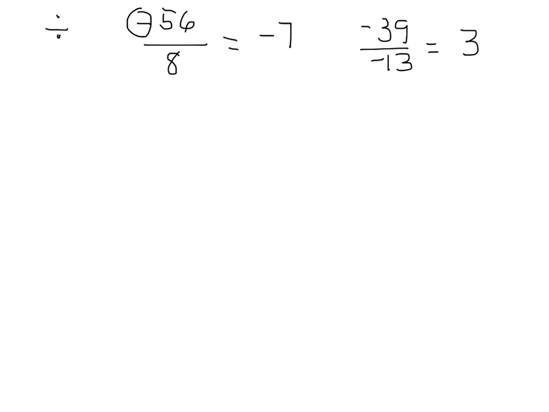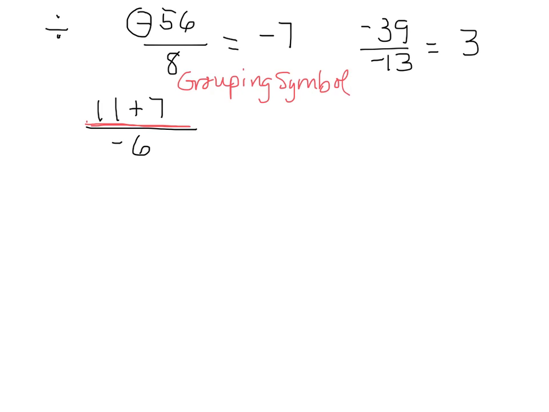Sometimes in these problems, you're going to see that there's something that needs to be done first. Like if I say 11 plus 7 divided by negative 6. This fraction bar actually works as a grouping symbol. And because of that, before you can do anything else, you need to simplify what's on top and what's on bottom. Well, there's nothing we can do to the bottom, so it's just plain old negative 6. But 11 plus 7 is 18. And now I can divide. I have one negative, which is an odd number, making this a negative answer. And 18 divided by negative 6 is negative 3.